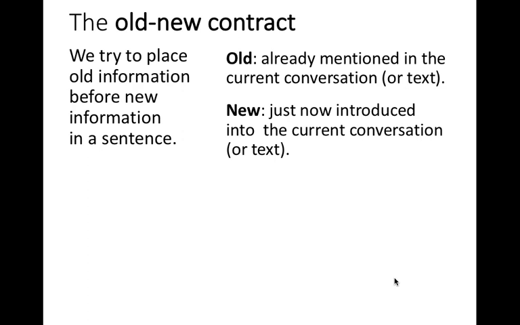again. And new does not mean something you've never heard of. It means some thing or entity or idea that is just now being introduced into the current conversation or text. It's the first mention of something. So these are the things that we try to get in this order: old first, new later, within a sentence. It's not possible in every sentence, but this is the goal, and it helps the listener or reader.